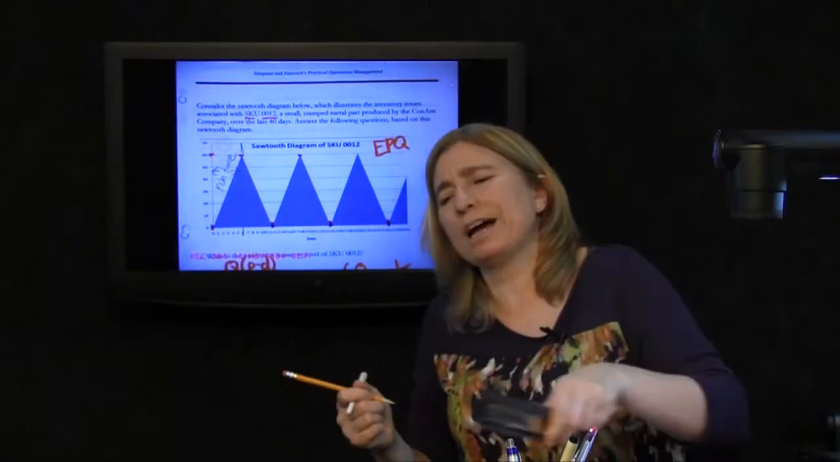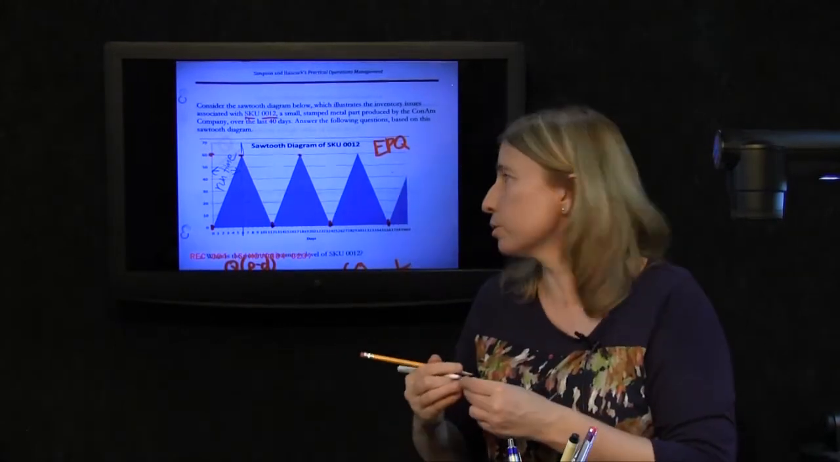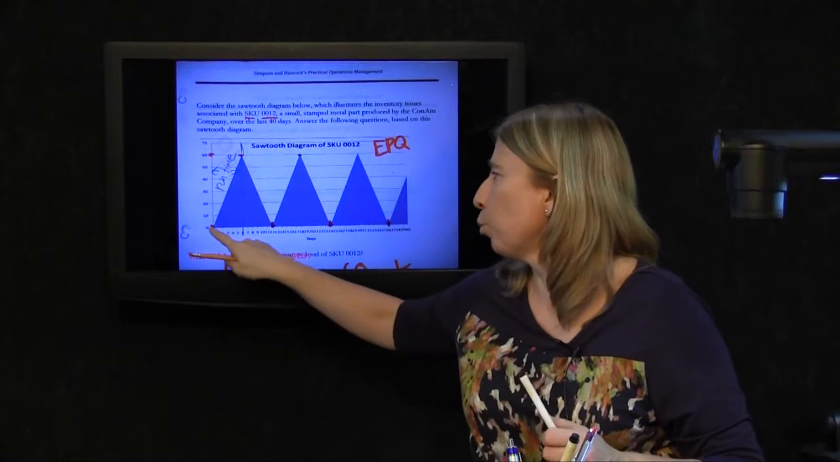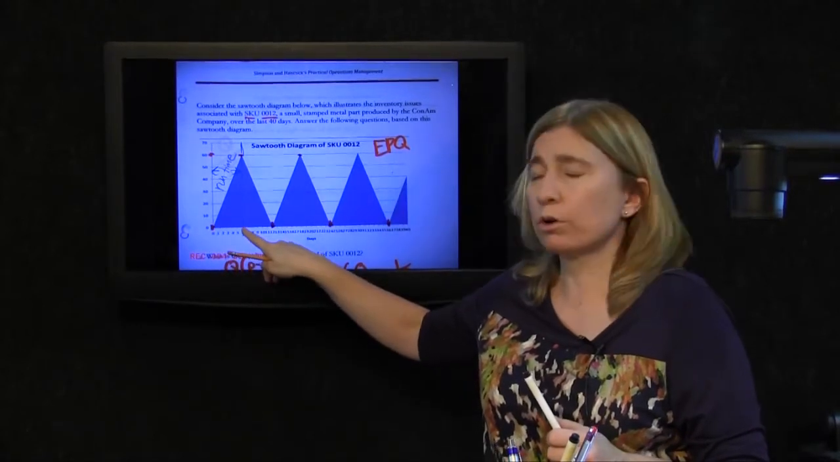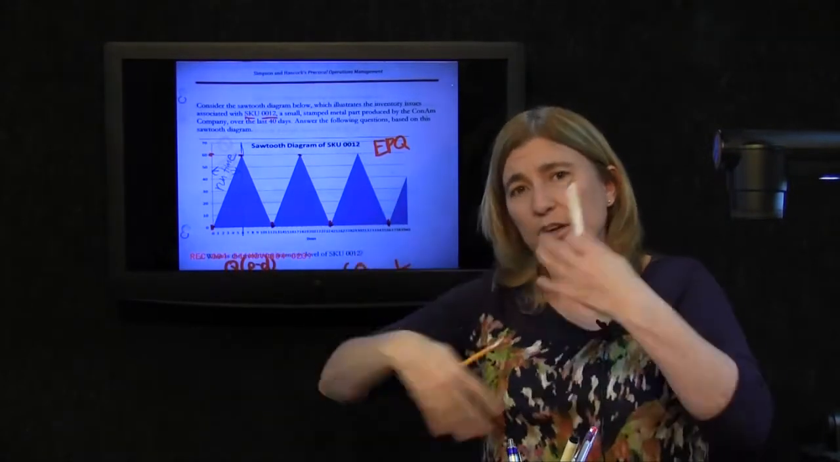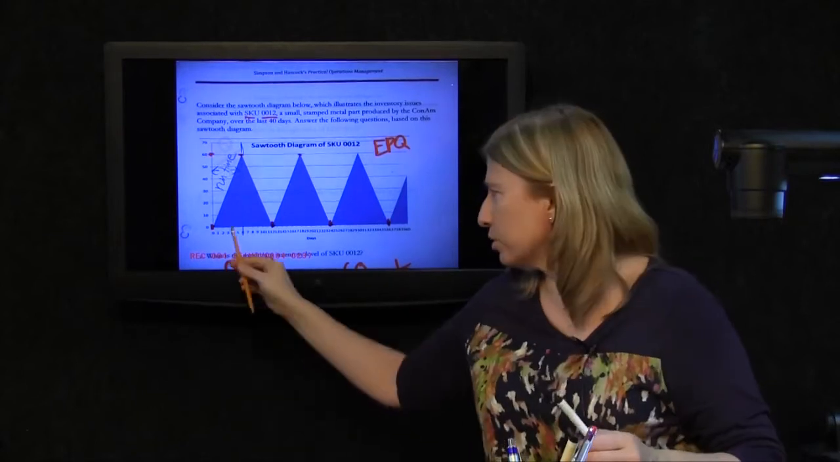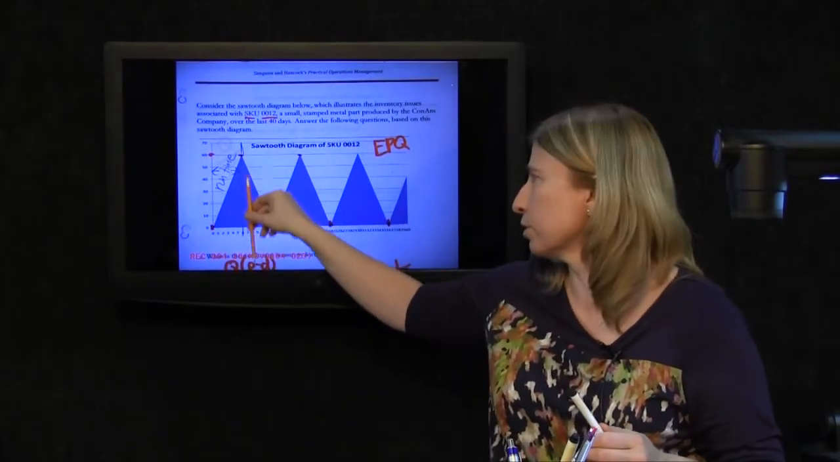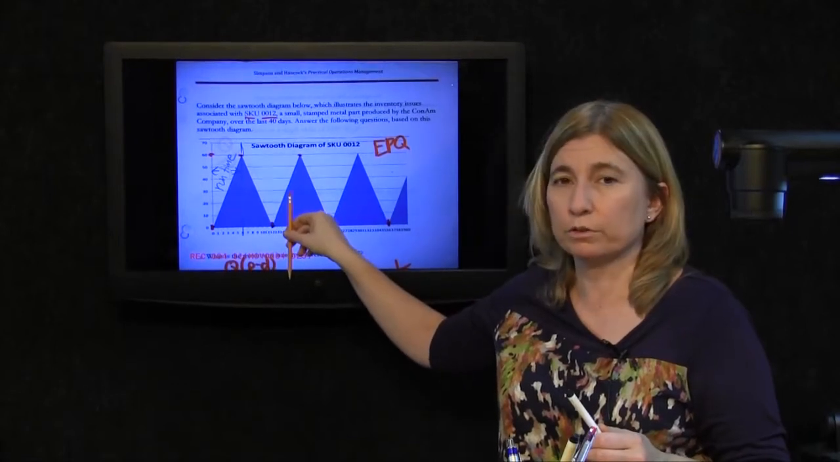Because the runtime is how long it takes you to produce an order, and you can see that on this graph because while they are producing an order, the inventory is climbing because they're working. And so it's just, okay, how much time passes from here to here? Because here's where they shut off the machine and just coast off of inventory.